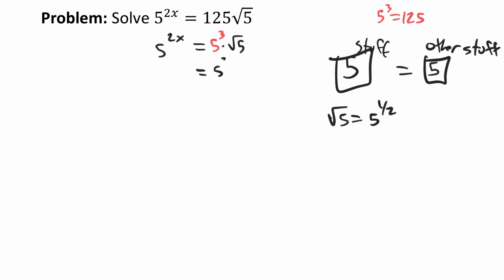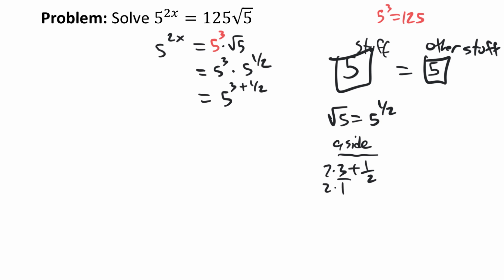So we can write this as 5 cubed times 5 to the 1/2, which is 5 to the 3 plus 1/2. Now again, as an aside, you might need to do a little bit of fraction work. How do you add 3.5? Well, you make this over 1, multiply by 2, so 6 plus 1 over 2, so 7 over 2. So you'll have 5 to the 7 over 2 equals, got to keep writing that left-hand side, 5 to the 2x.